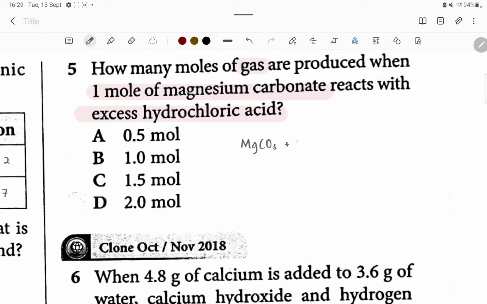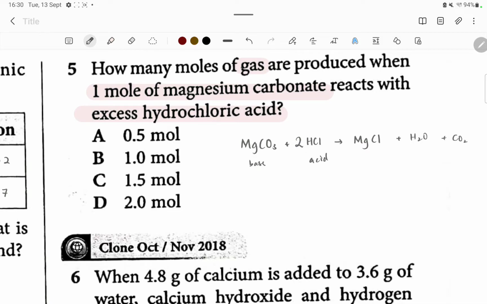So MgCO3 plus hydrochloric acid, HCl, and then they will form MgCl2. Because this one is carbonate, when you relate back to chapter 7, this one is base, this one is acid. So they will form salt, and then plus, with CO3 they confirm will have CO2, and then H2O. So when you balance it, you have to add 2 over here.